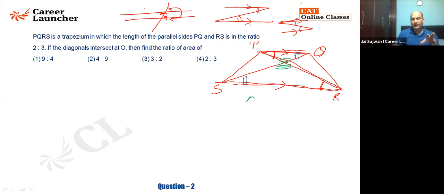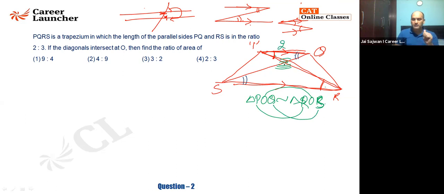These two are similar: triangle POQ is similar to triangle ROS. Because P is equal to R, if you write P first, you will write R. O is the common angle, of course, vertically opposite angle, so I will write O. And Q is equal to S. That's why their order should be like this.